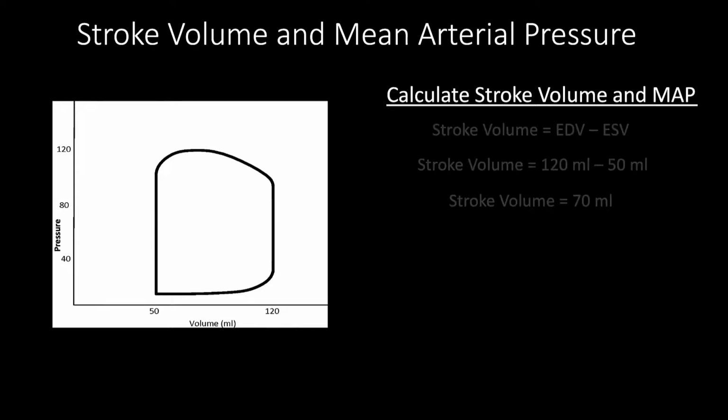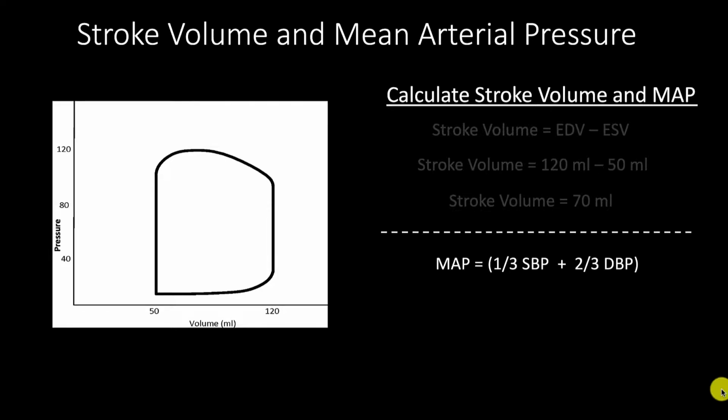Now what about the mean arterial pressure? Remember, mean arterial pressure is equal to 1/3 the systolic blood pressure plus 2/3 the diastolic blood pressure. And where do you find systolic blood pressure on a pressure volume loop? You find it right here, at the very highest pressure in a pressure volume loop. That makes sense. And you can see if I take it over to the y-axis, I get about 120.